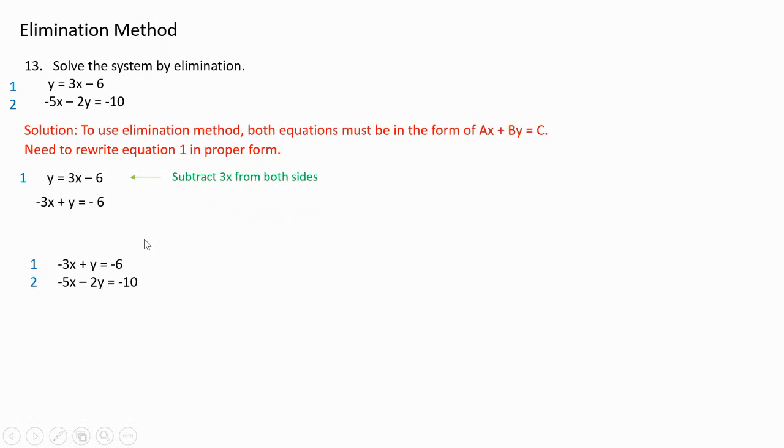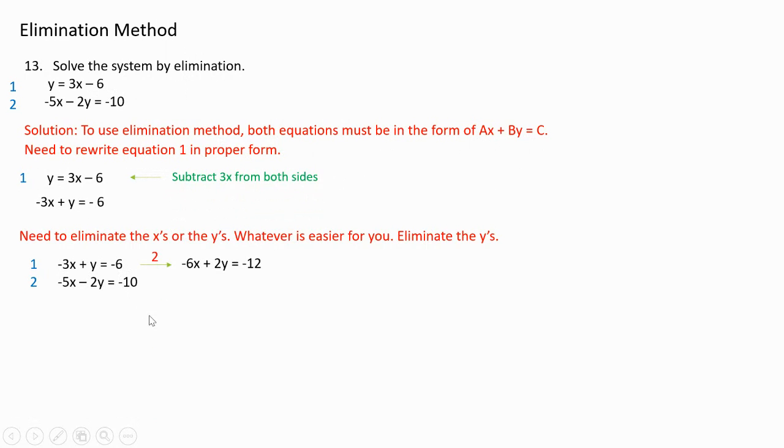Here, guys, you have to eliminate the x's or eliminate the y's, whatever is easier for you. In my opinion, here I'm going to get rid of the y's, because if we multiply equation 1 by 2, 2 times y will give us 2y. Then when added to negative 2y, it's going to be eliminated. Let me show you. 2 times negative 3x will give us negative 6x. 2 times positive y will give us 2y. And 2 times negative 6 will give us negative 12. Equation 2, we just bring it over.